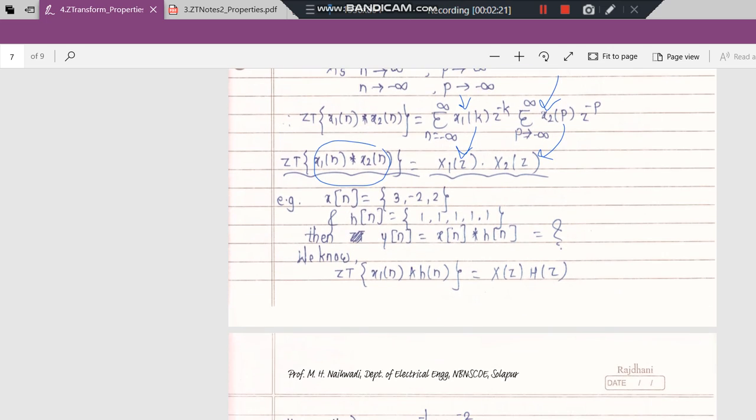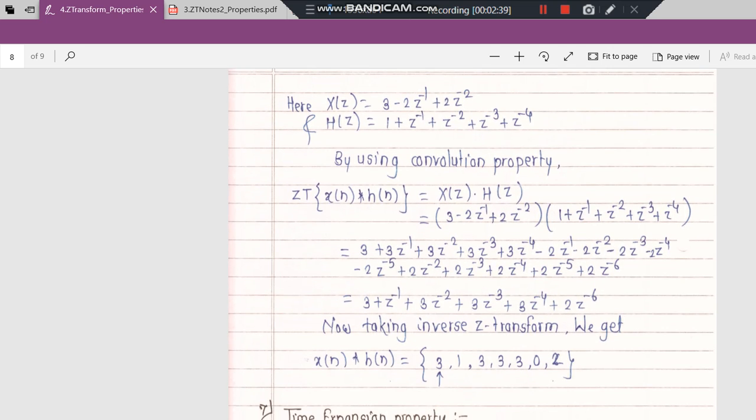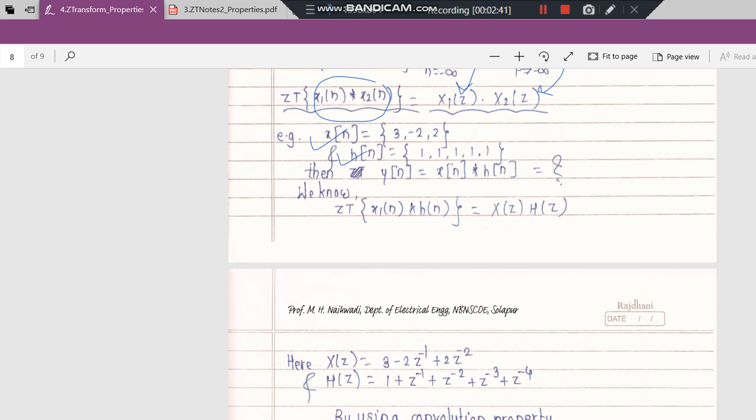So let us see one numerical. We are given two signals here, x of n and h of n, and we are asked to find out what will be the Z transform of the convolution of these two sequences. Or simply the question may also be like this: if these two sequences are given, you have to find out the convolution of these two sequences without using the normal time domain convolution.